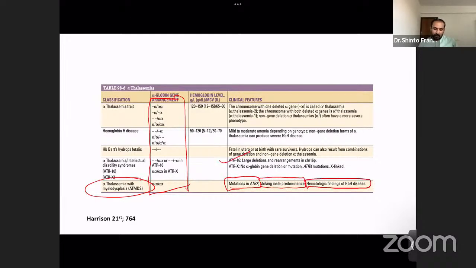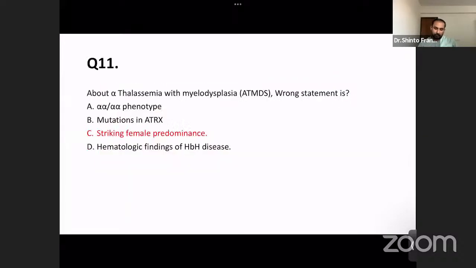You can go to the ATR-16, ATRX, others. This table you have to be thorough with, so that if at all they ask differently about this alpha thalassemia intellectual disability syndrome, you can fetch your answer. Okay, so it is a striking male predominance.